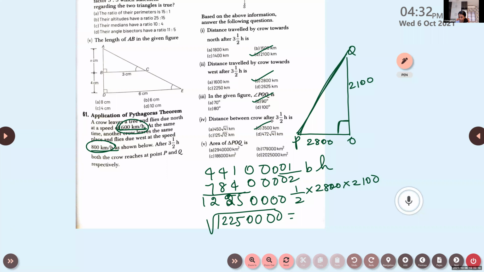The next one, find the area. Area is half into base into height. You cancel this one, you get 1400 into 2100. Multiply this and calculate the answer. So the answer is A. Okay, children.